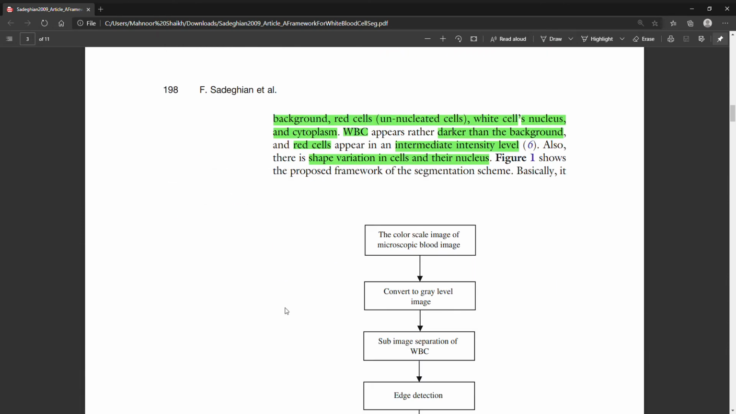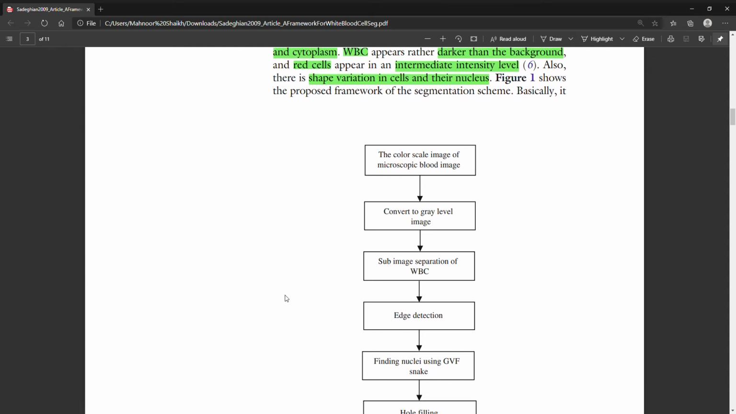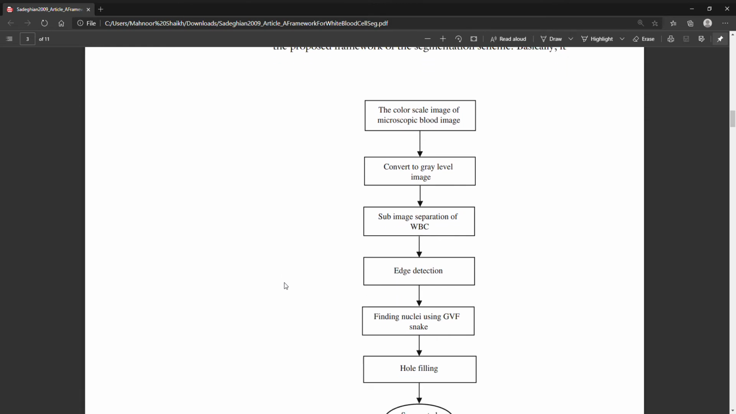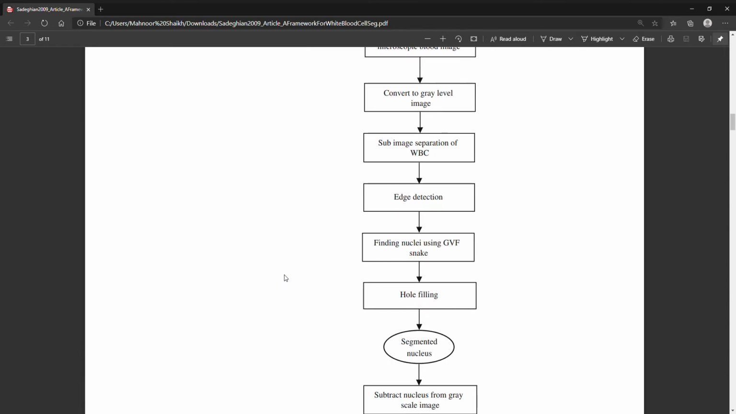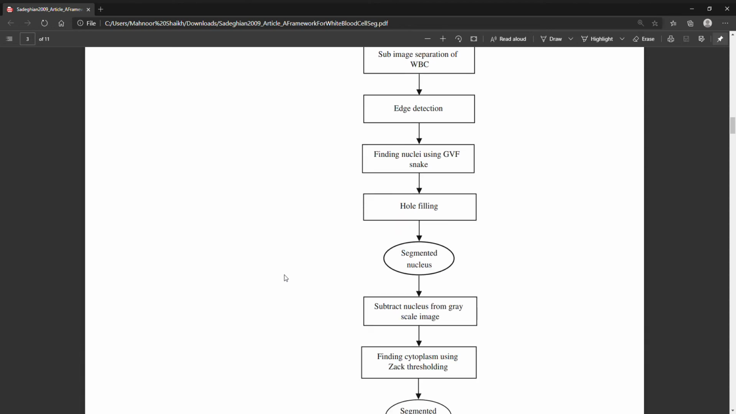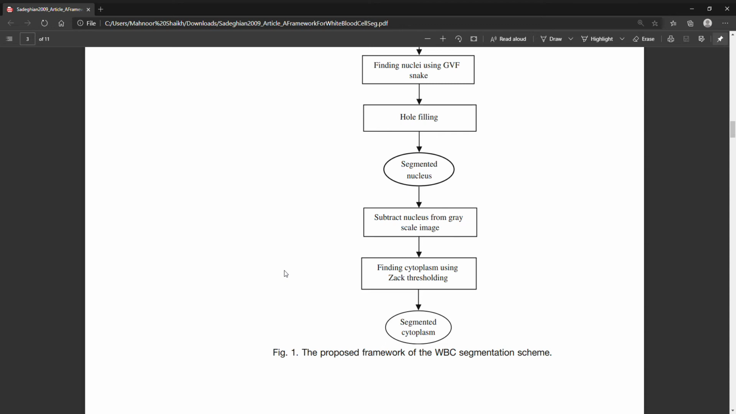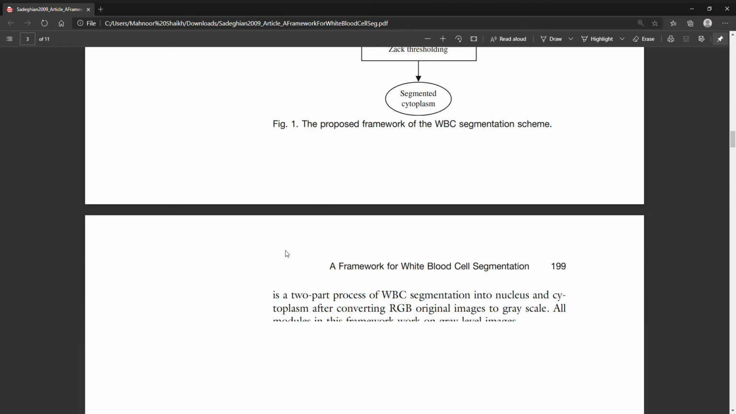So the proposed framework of the segmentation scheme is basically they have got the color scale images of the microscopic blood samples. Then they have converted those color images into the grayscale, and then for getting the sub-image separation, they have got the sub-image separation of white blood cells, and they have applied edge detection algorithms. After that, they have applied gradient vector flow algorithms for finding the nuclei using the snakes, and then they have filled the holes. And once they have found out the nucleus, they have segmented them. Once segmented nuclei, they have subtracted the nuclei section from the grayscale images, and they have applied Zack algorithm for finding out where the cytoplasm is. And once found, they have segmented the cytoplasm as well.